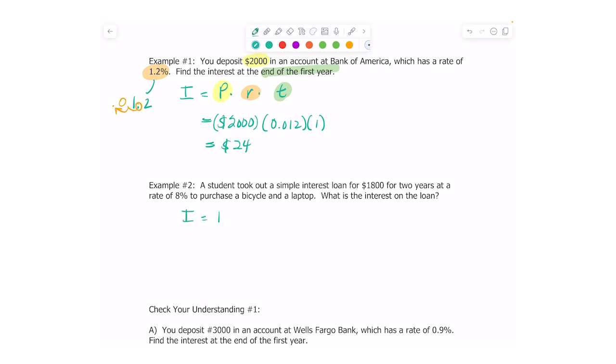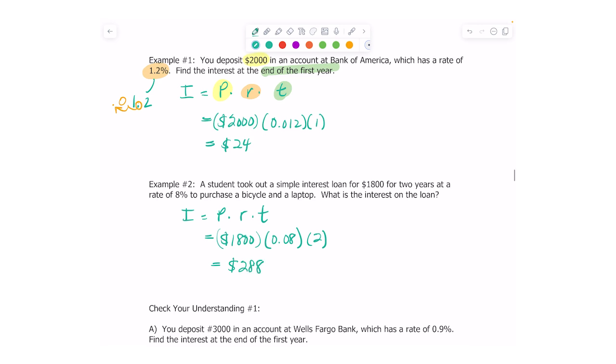So here, my interest formula again is principal times rate times time. The principal is the amount that I'm being lent, which is the $1,800. My percentage, 8%, I'm going to convert to a decimal, which is 0.08. And then the time is 2 because it's 2 years. If you multiply all three numbers together, you get $288. So from wherever you took this loan out, not only do you owe the $1,800, but you owe an extra $288 at the end of the 2 years.